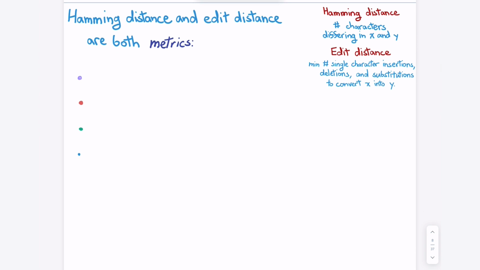So both of these things, especially for Hamming distance, if you focus on strings of the same length, both of these will define what's called a metric on strings. That's like Euclidean distance or something. Do people know the formal requirements of a metric?